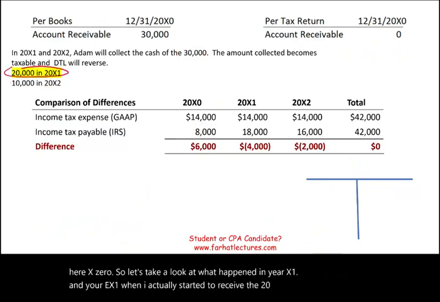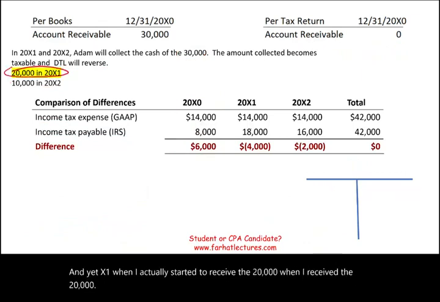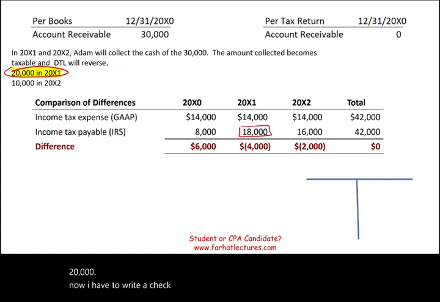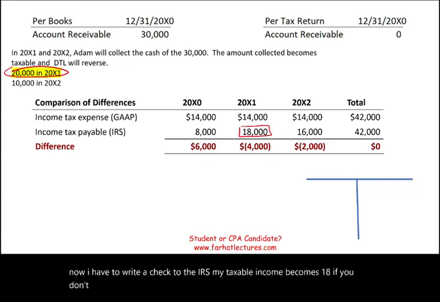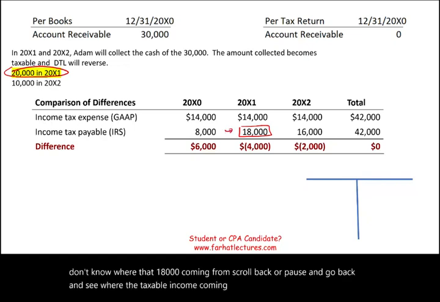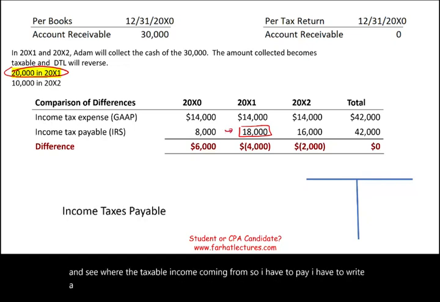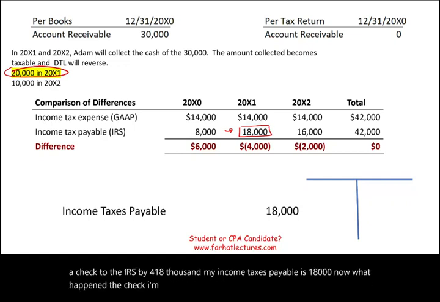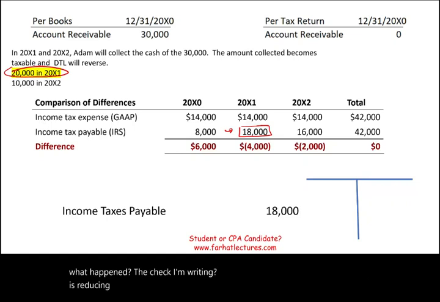When I receive the $20,000, now I have to write a check to the IRS. My taxable income becomes 18,000. If you don't know where that 18,000 is coming from, scroll back or pause and go back and see where that taxable income is coming from. So I have to write a check to the IRS for 18,000. My income taxes payable is 18,000. Now what happened, the check I'm writing is reducing my deferred tax liability.